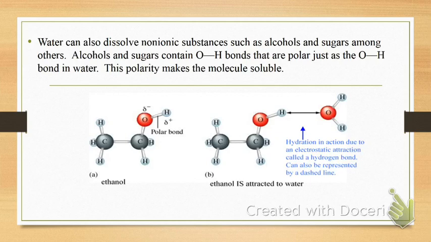Okay, so water can dissolve non-ionic substances as well, such as alcohols and sugars, among others, especially if they're polar. What it can't dissolve is non-polar things, and then it looks a little bit different. In this case, we have ethanol. Ethanol has an OH group on it, and so the water is going to be attracted, the oxygen from the water to the hydrogen on that ethanol group. That's how that would be able to be dissolved. So that's how you would draw that.